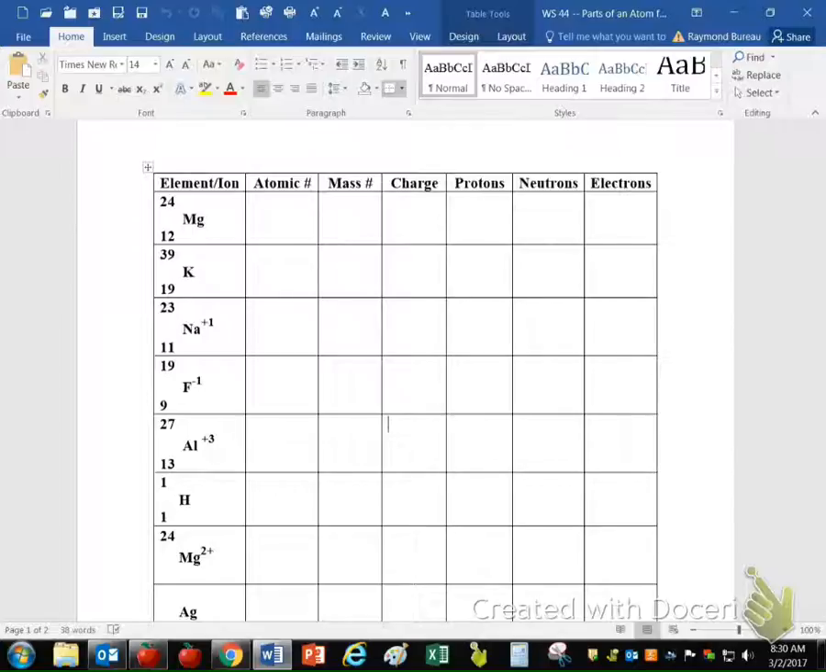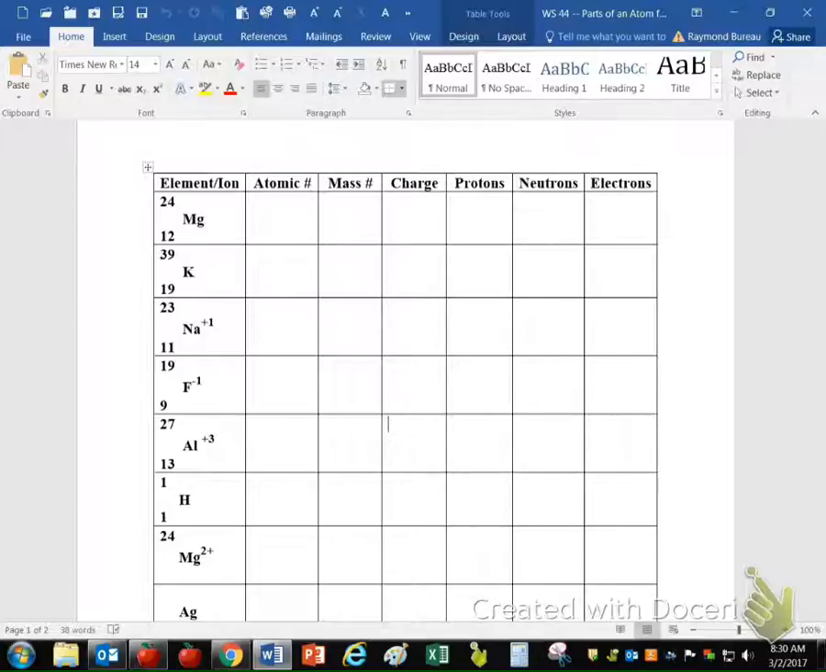Charge indicates the number of electrons that have been gained or lost. A positive charge indicates the number of electrons, which are negative, lost. A negative charge indicates the number of electrons gained. This structure can be written as part of a chemical symbol, which is what this page is all about.